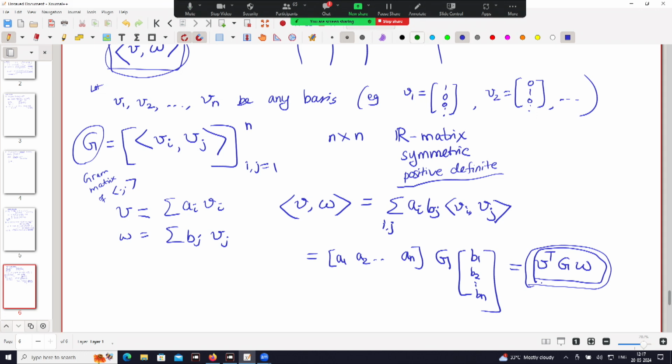You mean A transpose G? Sorry, what? A transpose GB. Yeah, okay, maybe I should have said A transpose GB instead of V transpose GW. So, let us call this vector A transpose, this vector is B. V and W are the abstract vectors there. Thank you. So, this is A transpose GB. Okay, so that is the data representation problem.